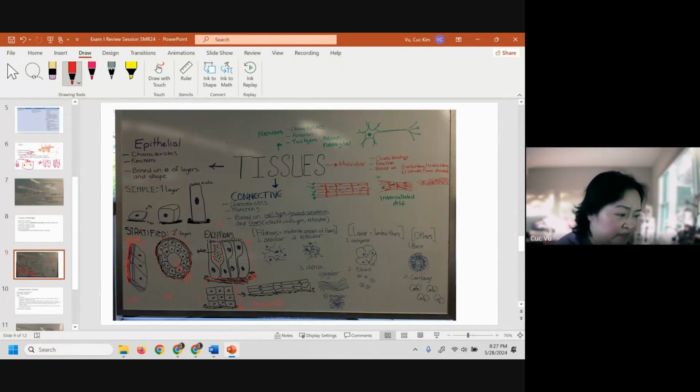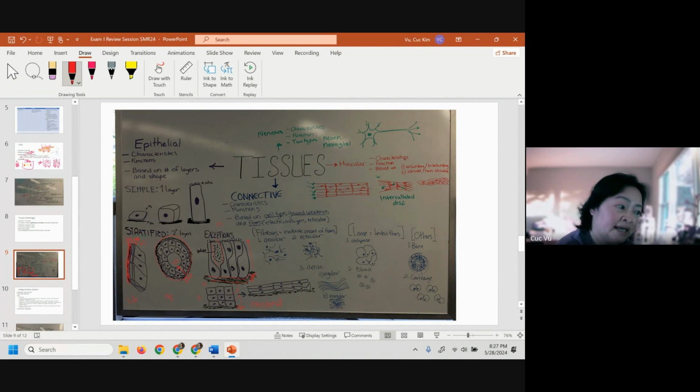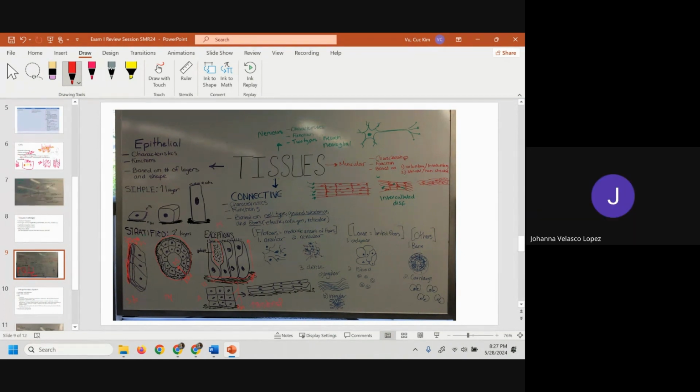Hopefully that helped a little bit. I tend to get wrong the ones that are cuboidal. I mix cuboidal and columnar because I mix them together. Like if I was doing the lab, I would always mix them up because to me, cuboidal looks more like a circle. And then I kind of confuse it with columnar.